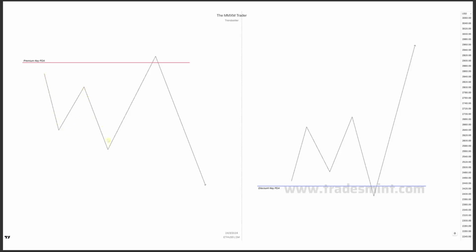So over here we've got a crude schematic of price action, right? We've got a line chart over here for a bearish scenario. We've got a line chart over here for a bullish scenario. We've got our premium key PD array outlined and our discount key PD array. So we have to approach this mechanically, right? We want to see this happen first, then that, etc.